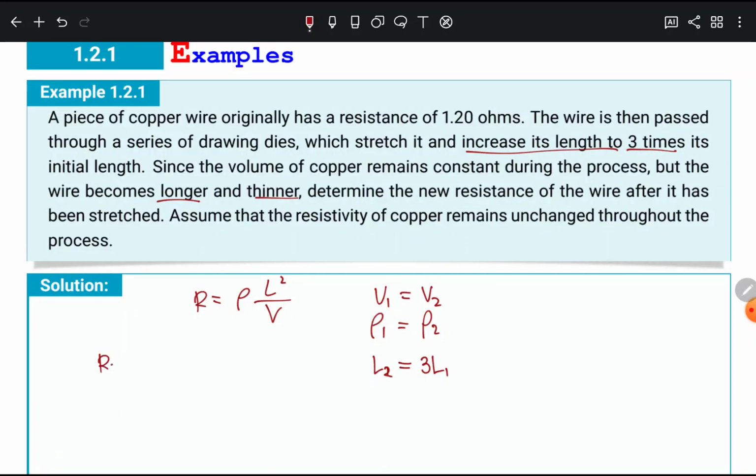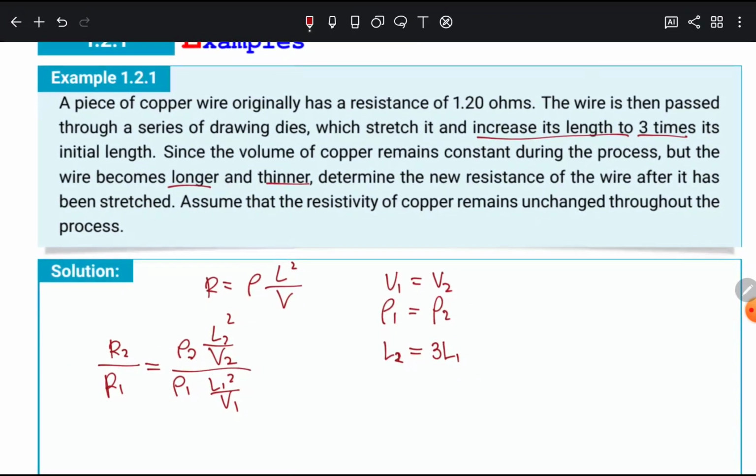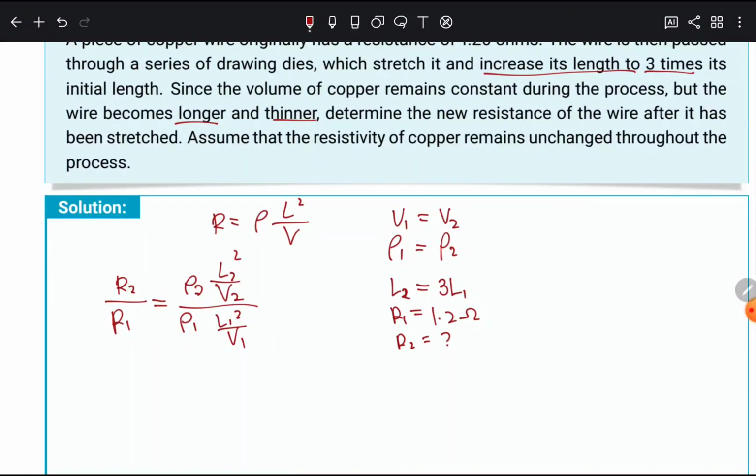So dividing again, R2 over R1 will be equal to rho 2 L2 squared over V2, all over rho 1 L1 squared over V1. Then the initial value of R, which is R1, is given, and that's 1.2 ohms. So we need to find R2, and we can do that using this equation here.